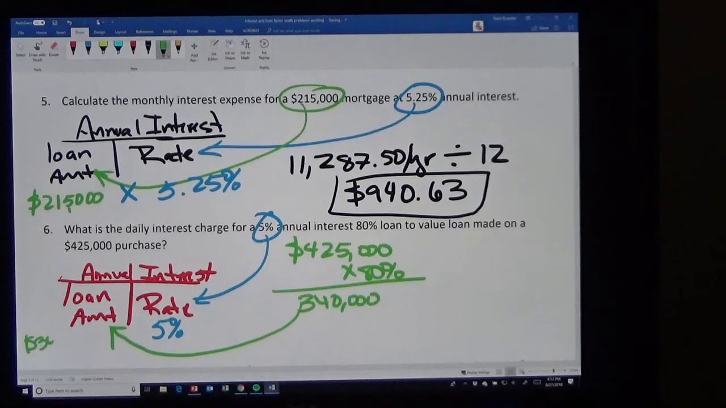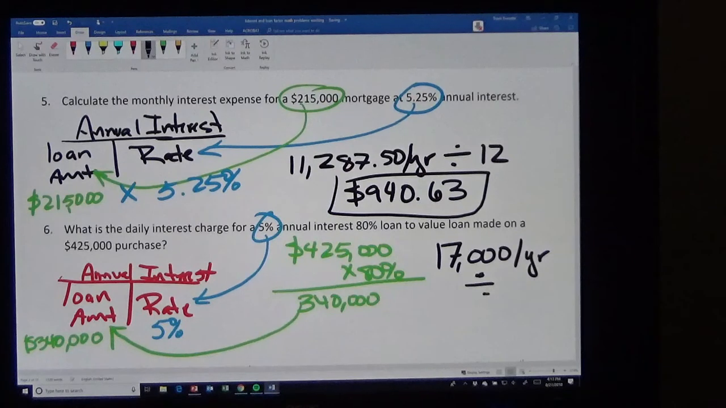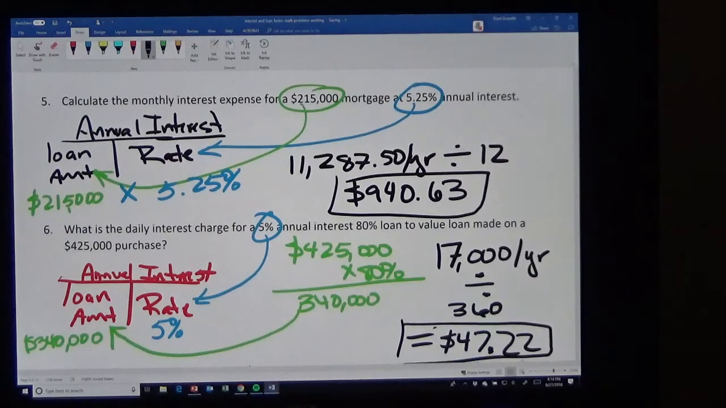And that tells us that we can multiply $340,000 times 5% to calculate our annual interest. Well, our annual interest is $17,000 per year. And this time, because we want to go to daily, we're going to divide that by 360. 360 days. And that's $47.22. $47.22 per day.